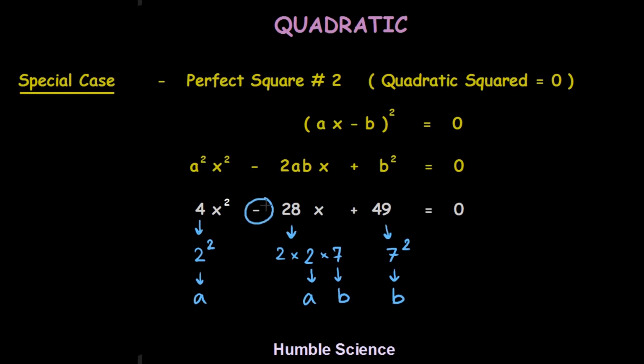Again, notice this negative sign over here. That means x is going to be equal to plus b over a. 7 over 2 is the answer here.